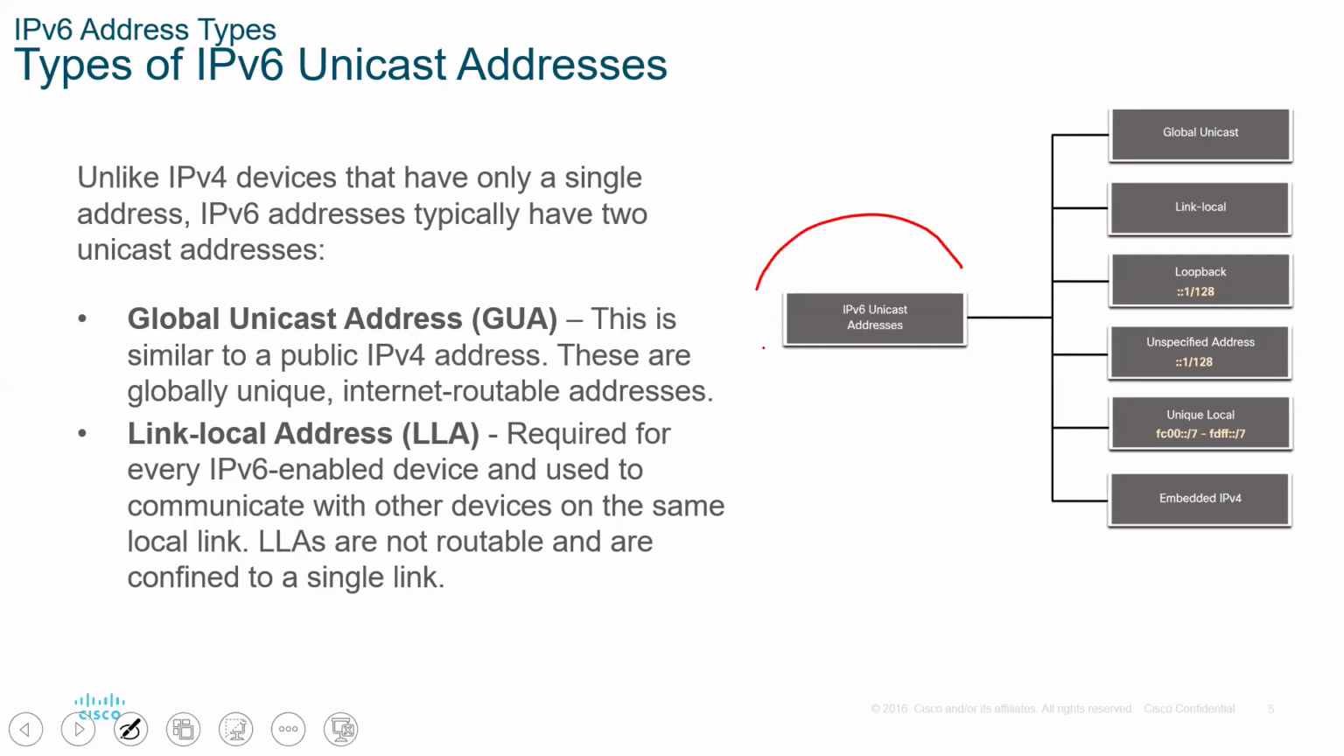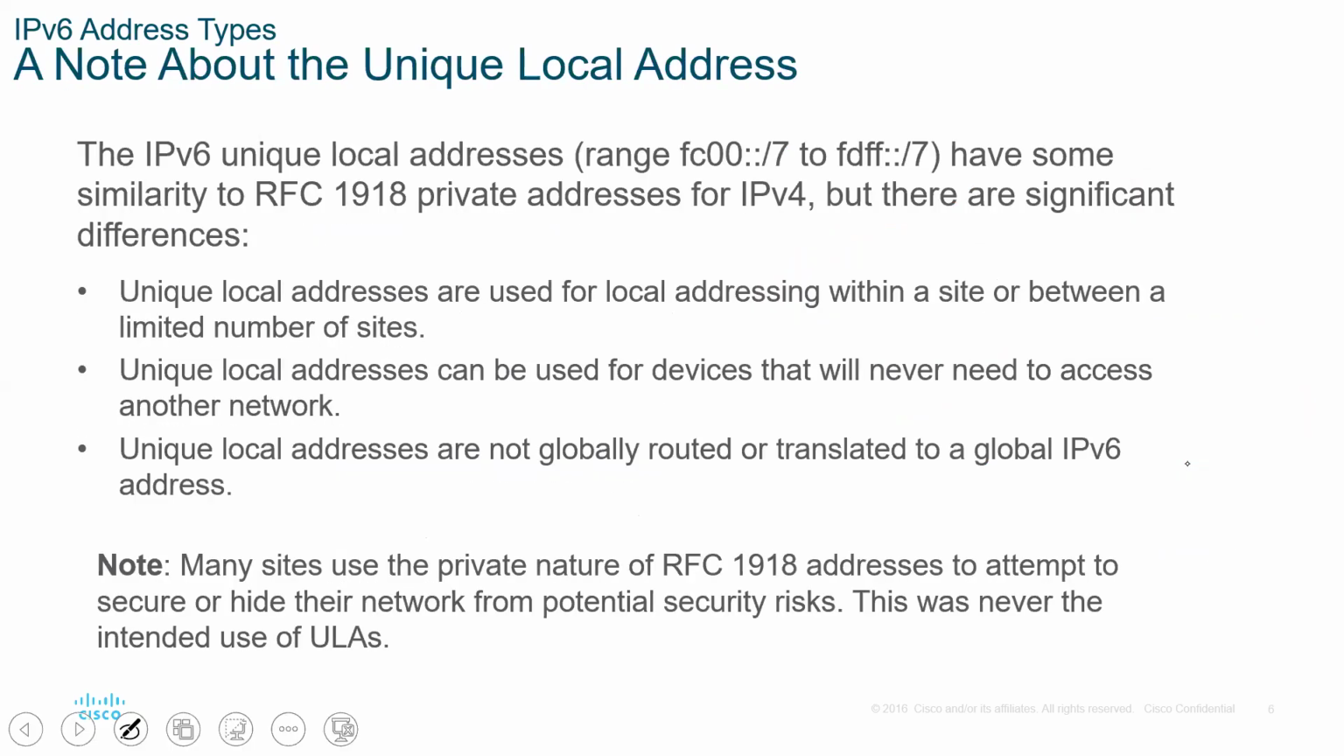But now, if you look at the IPv6 unicast addresses, you have the global unicast, which we looked at. We have the link local, which we say is like a private address. Then we have the loopback address, the one that we saw is the IP address of the network interface card. Then we have the unspecified addresses, the unique local addresses, and the embedded addresses. We'll talk about them very soon.